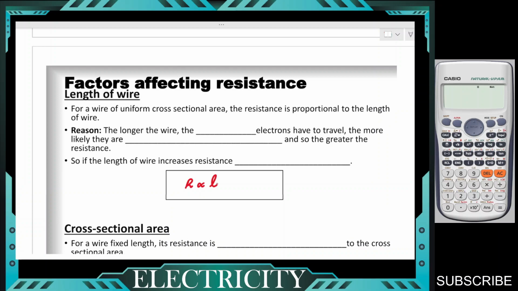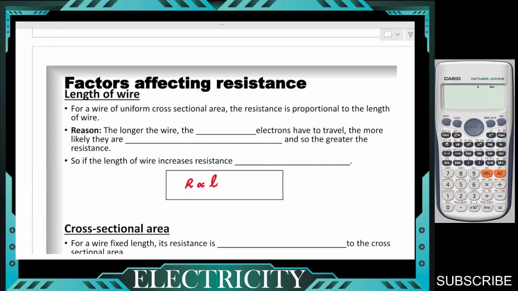So what do you say? You say resistance is directly proportional to length, instead of saying that if the length increases, the resistance would increase. It is obvious that if the length increases, the resistance would increase. But above that, the next thing is that resistance is directly proportional to length.